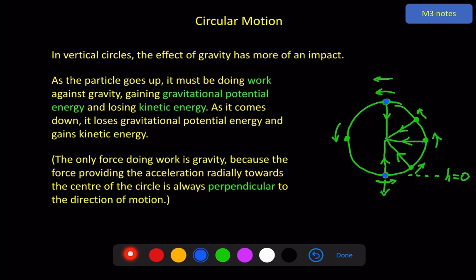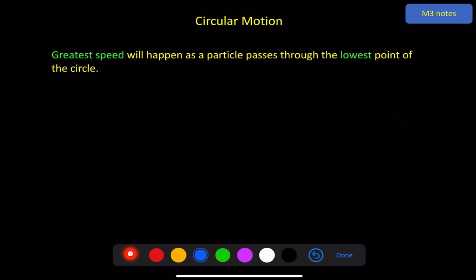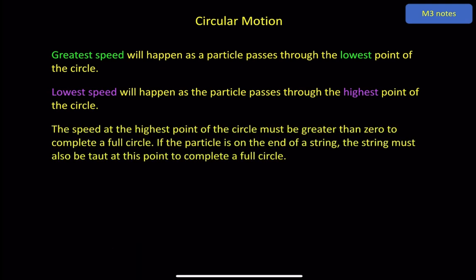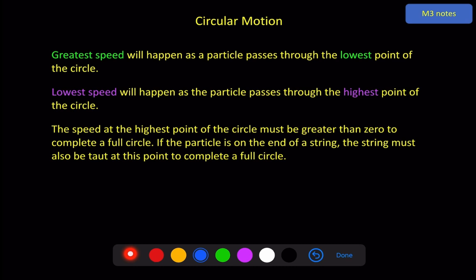Now there's something extra to say on this. We've got greatest speed will happen as the particle passes through the lowest point, and lowest speed will happen when the particle passes through the highest point, and at that highest point you must have some speed, otherwise you won't be able to complete a full circle.